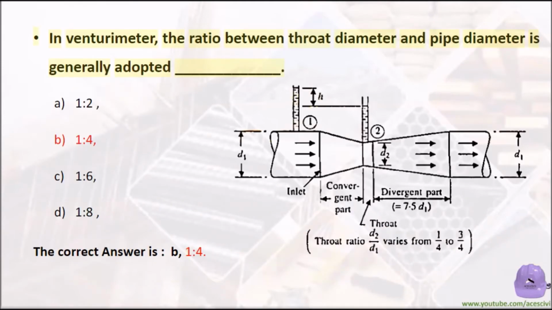In a venturimeter, the ratio between throat diameter and pipe diameter generally adopted is: A. 1:2, B. 1:4, C. 1:6, D. 1:8. The correct answer is B. 1:4.